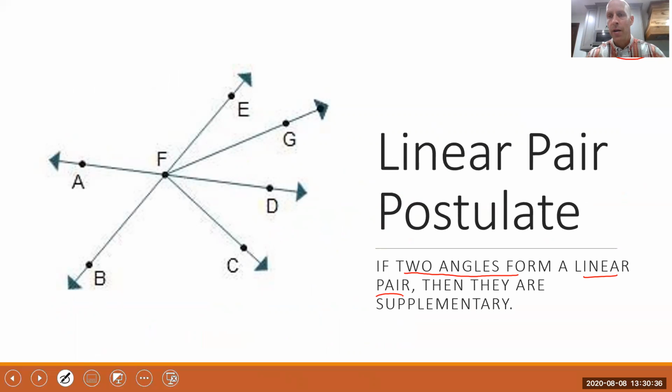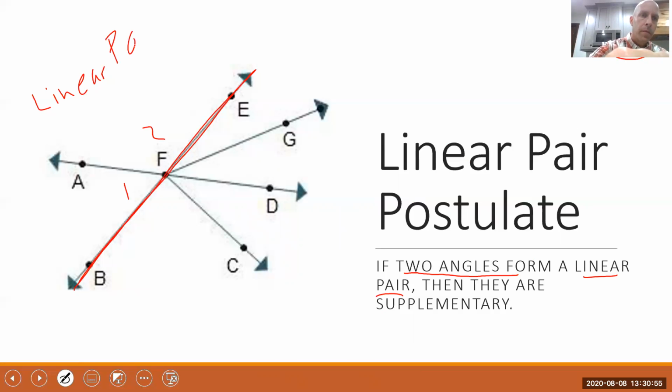What is a linear pair? Well, a linear pair is just two angles that form a line. So for example, I'm going to label this angle 1 and angle 2. Do you see angle 1 and angle 2? Would you agree that angle 1 and angle 2 form a line? Well, that's what we call a linear pair. If they are a linear pair, they are supplementary. If they're supplementary, that means they add up to 180 degrees. That's what this postulate's saying. A linear pair forms a straight angle, if you will.